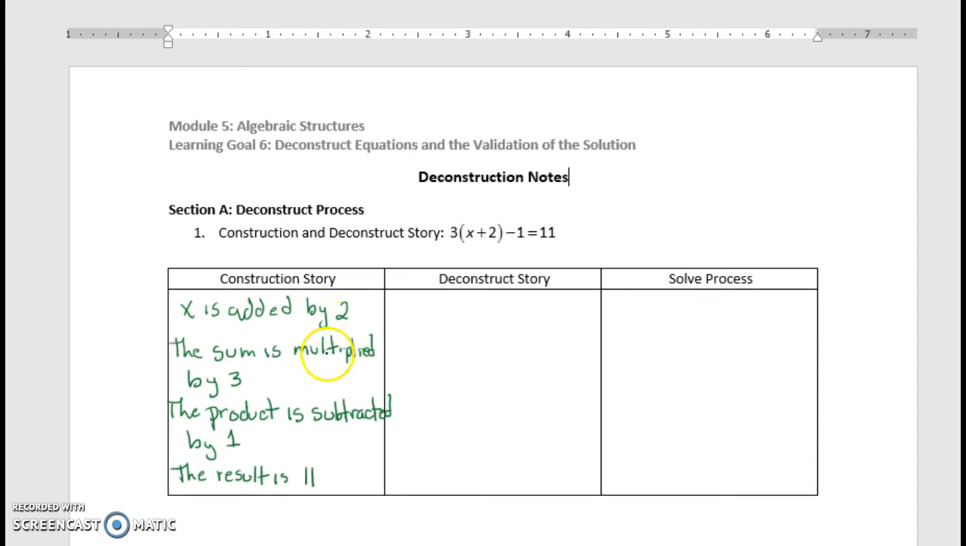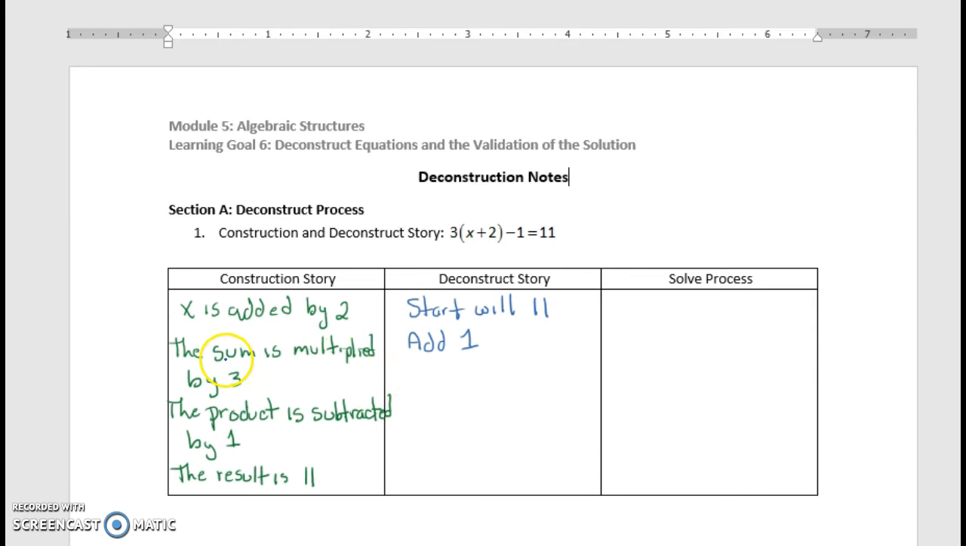So essentially, this is how it was built, so we're going to unbuild it or deconstruct it starting from the bottom up. And so we start with 11. So you start with the value of the equation, so we're starting with 11. And if the product is subtracted by 1, then that means we're going to have to add 1. And when we add 1, we know that we're going to have a product left over. And that product is the 3 times x plus 2.